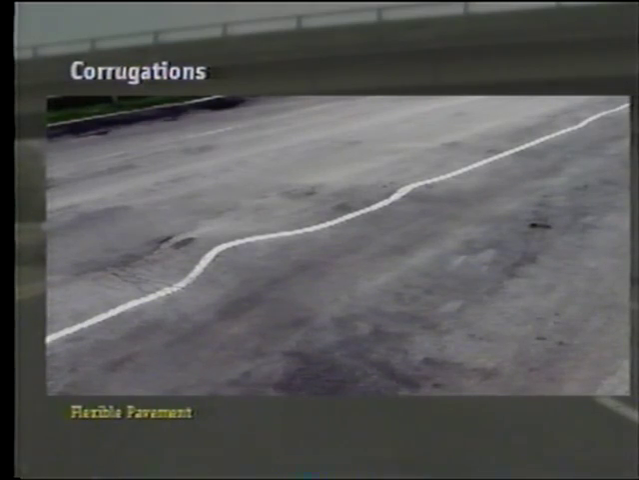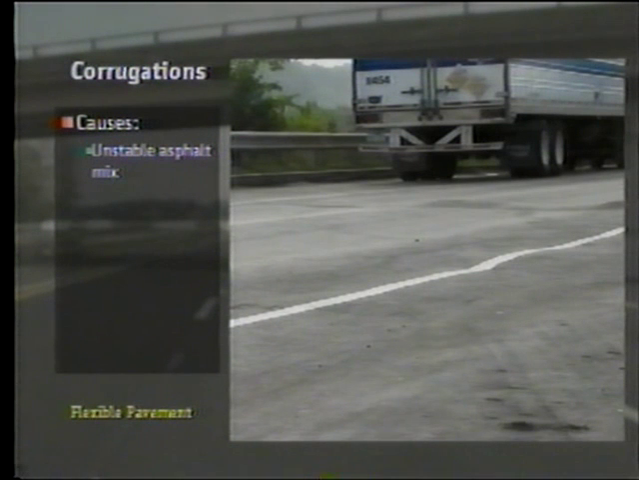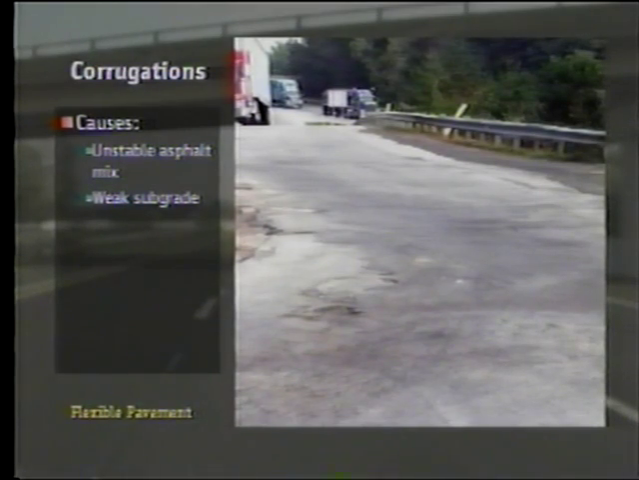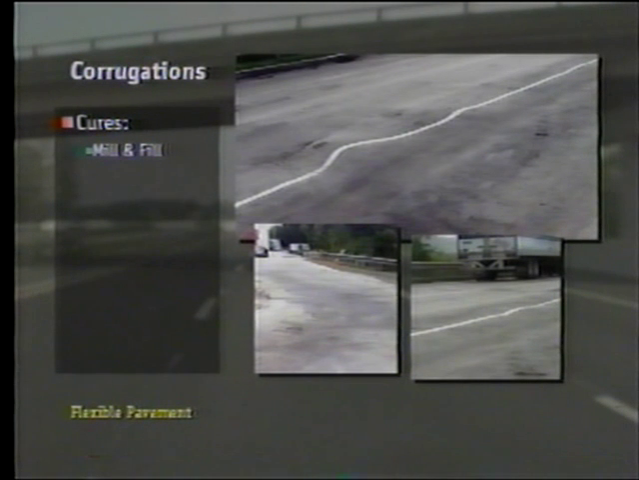We used to call these washboard roads, but corrugations are a series of transverse ridges and valleys at regular intervals. These usually form in areas where heavy truck traffic comes to a forced stop regularly, likewise at bus stops. In a process similar to rutting, an unstable asphalt mix or weak subgrade allows the stopping weight of the vehicles to push the pavement into ridges. Once corrugations start, mill and fill or reconstruction are about your only options.